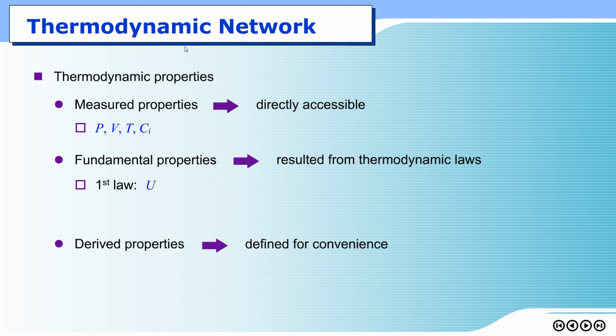For the second group, fundamental properties, when we discussed the first law in lecture 2, the first law introduced one parameter called internal energy. During that time, we said that the total energy of the system can be divided into three groups: kinetic energy, potential energy, and the rest is called internal energy.